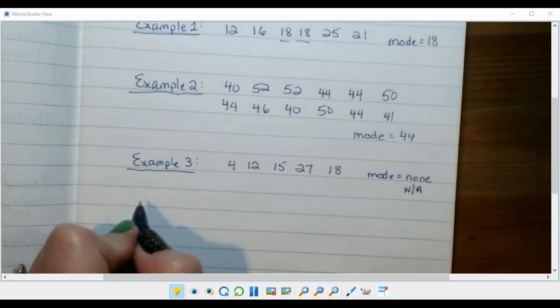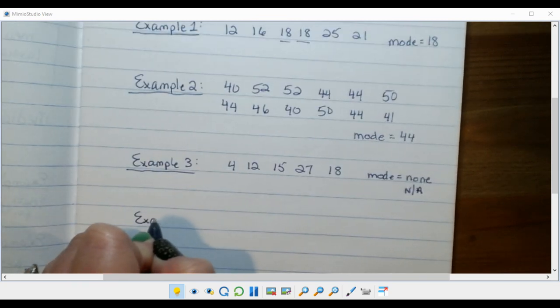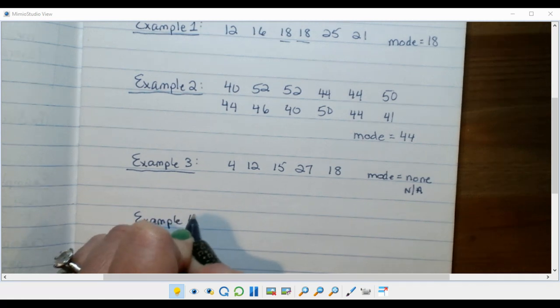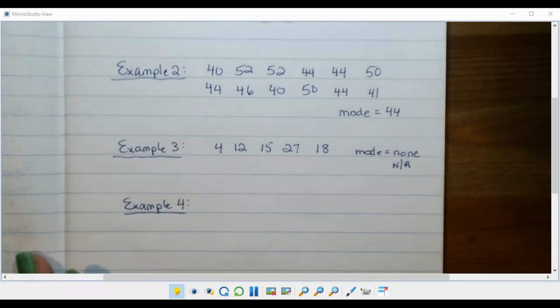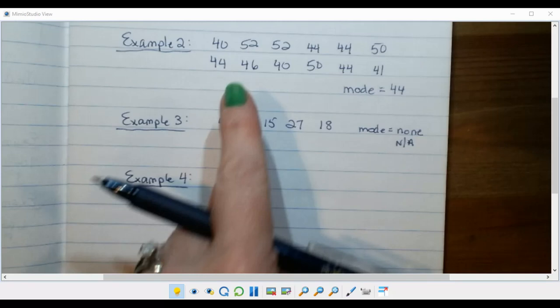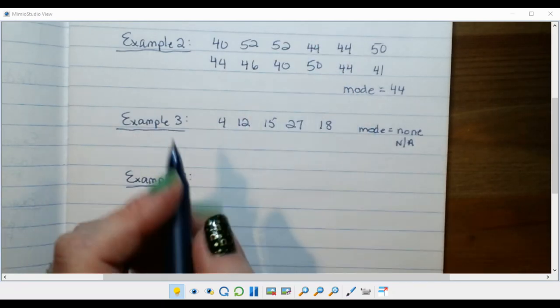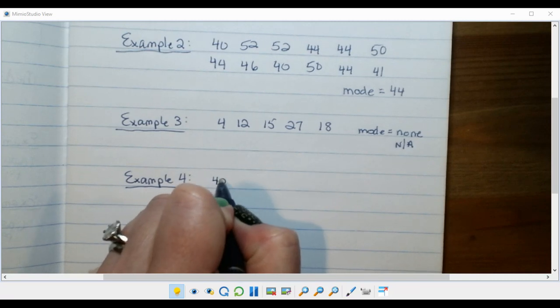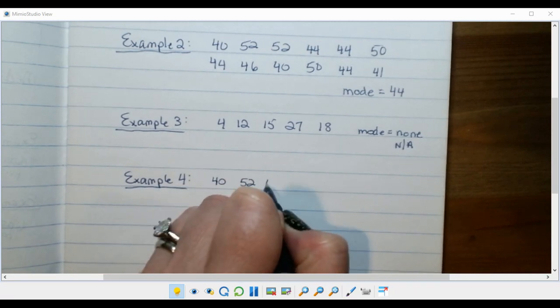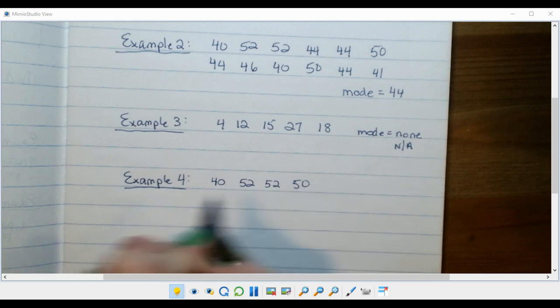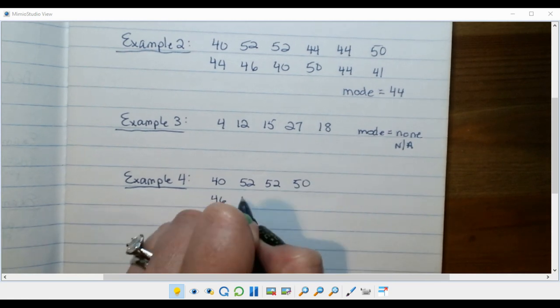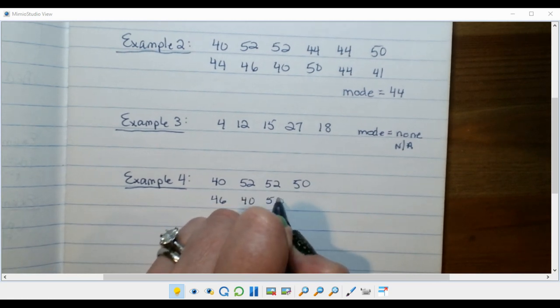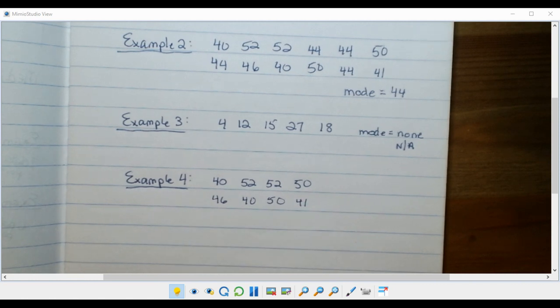And in one final example, it is possible to have more than one mode, but it has to have very specific situations. So I'm going to take a little piece of this up here. I'm actually going to leave out my 44s, and we'll just take the other information. So 40, 52, 52, 50, 46, 40, 50, 41, right? It's just a different subgroup, maybe a subcommittee of this organization.